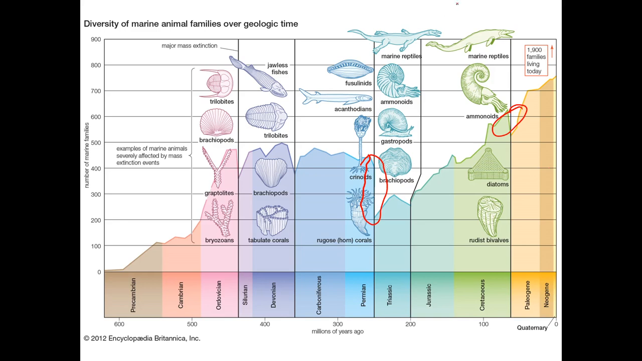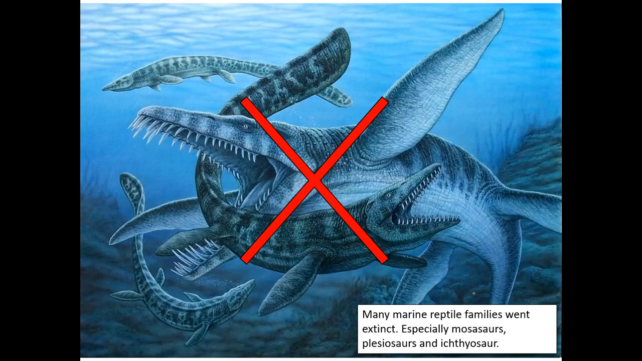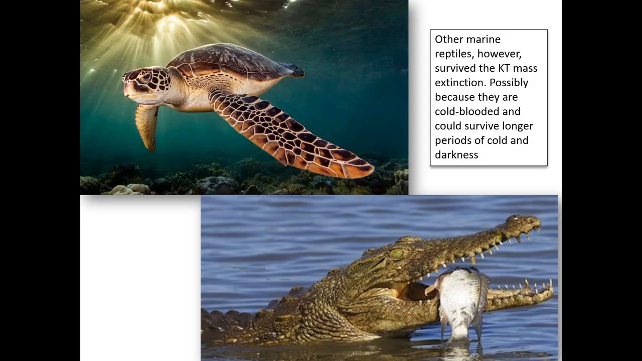So you're going to start to see marine reptiles die out, ammonites die out. We still have diatoms, definitely, but they took a hard hit and re-diversified, so we'll talk about that later. Rudists totally die out. There are no more rudists left. Marine reptiles like mosasaurs, plesiosaurs, and ichthyosaurs all died out. They were replaced by things like sea turtles and saltwater crocodiles.